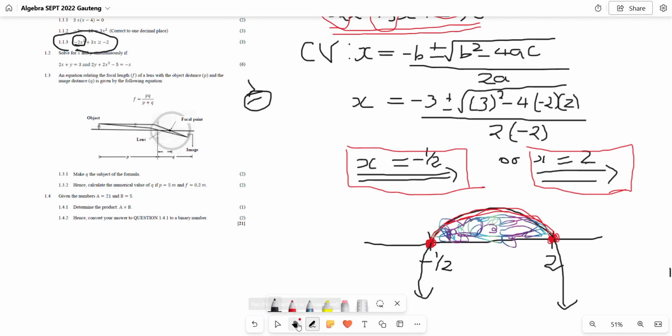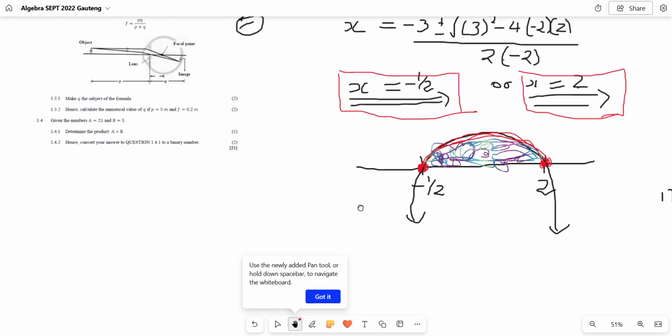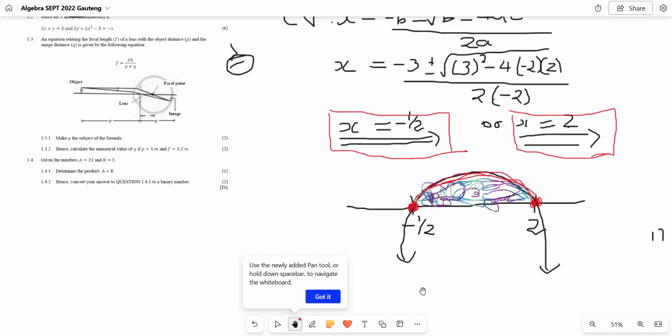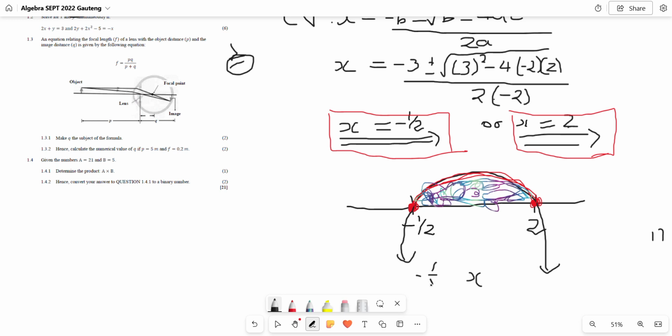Now, I always say, if you have shaded once in the correct region, like I have done here, it means you must have only one x. If you have shaded twice, you must have two x's. I have shaded once, so I put an x here. Now, whatever critical value I have here, I bring it down. Here it is, negative 1 over 2.